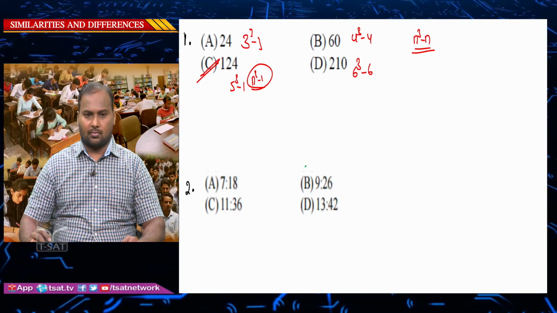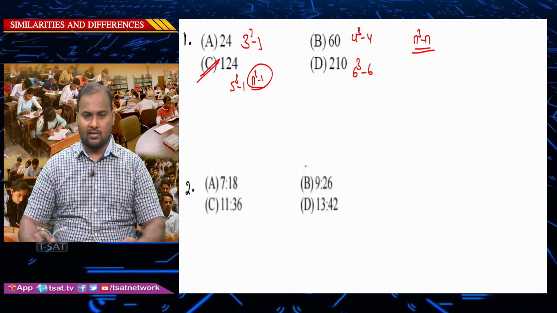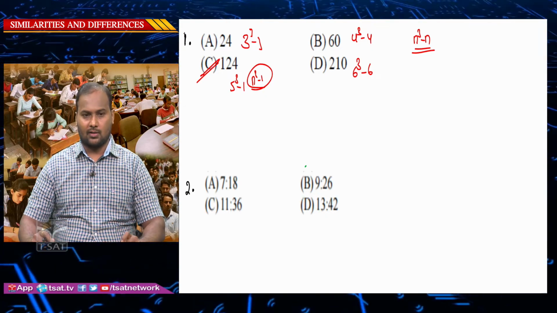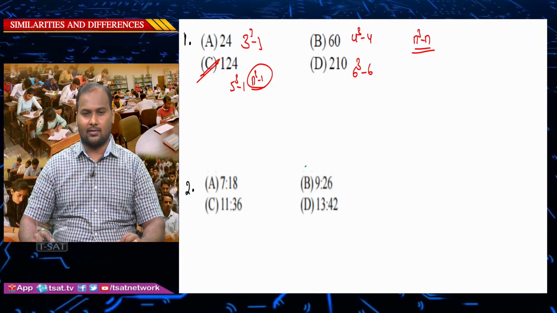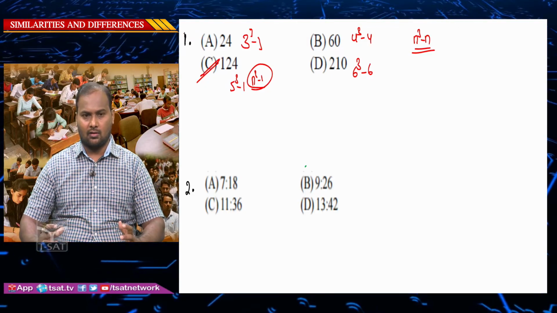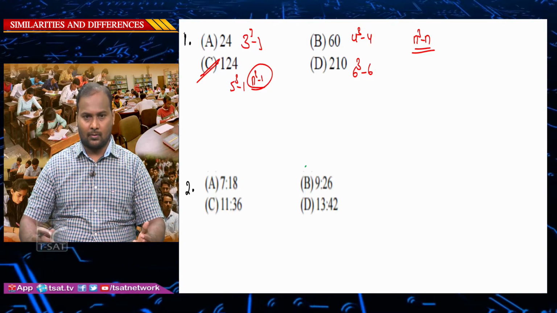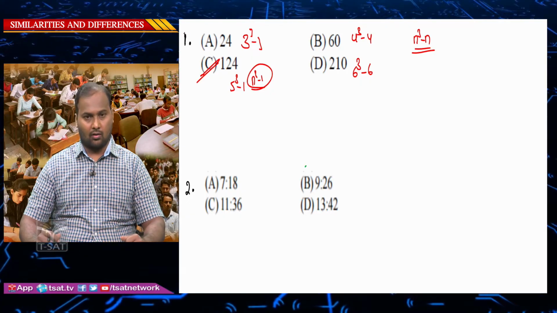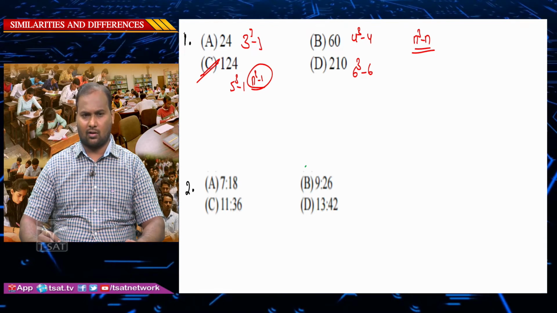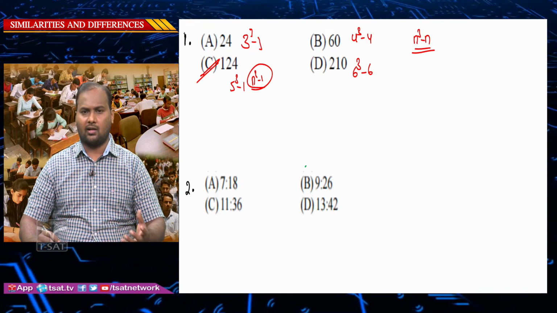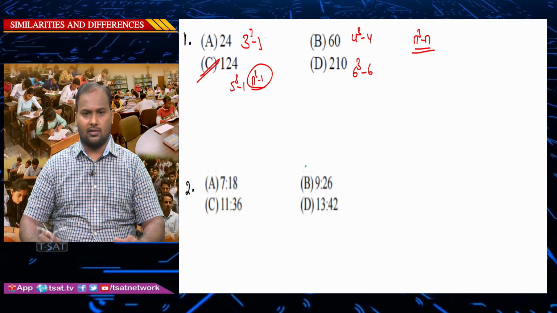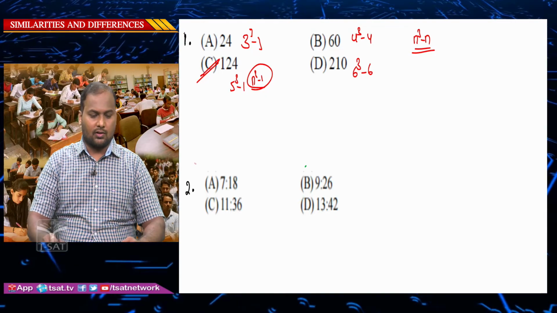In this question, see the numbers 7, 18, 9, 26, 11, 36, 13, 42. First you try to observe the range of numbers, 7 and 18, then 19 and 26. Means whether I have to take a difference, or multiply with some number, or do a combination, or check with squares or cubes. Definitely I can say that squares or cubes are not possible, because for 7 and 18 I can't apply the squares and cubes logic. Then what logic can I apply here? The logic is based on combination.